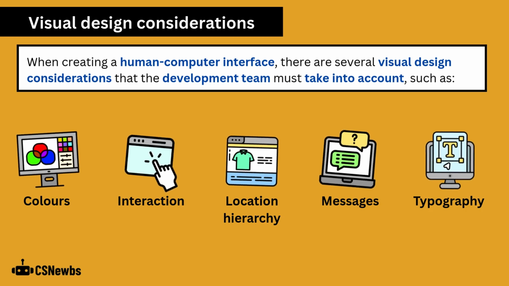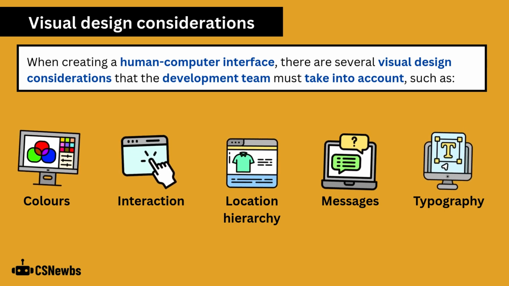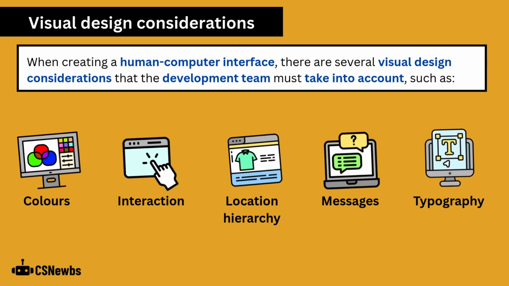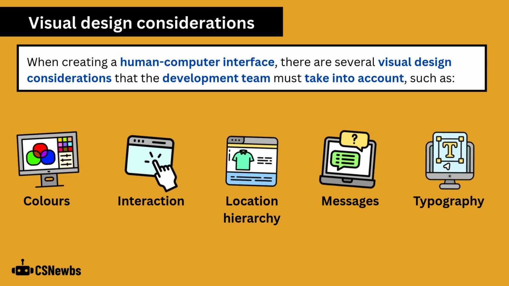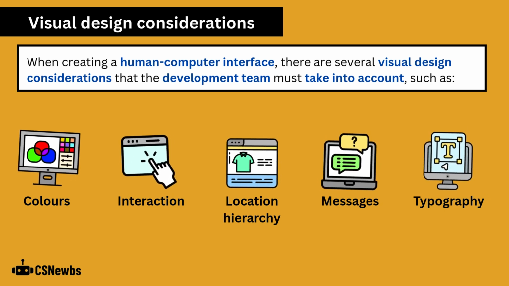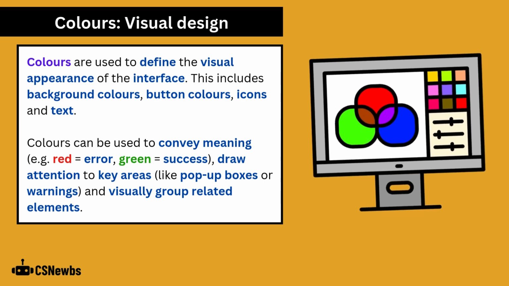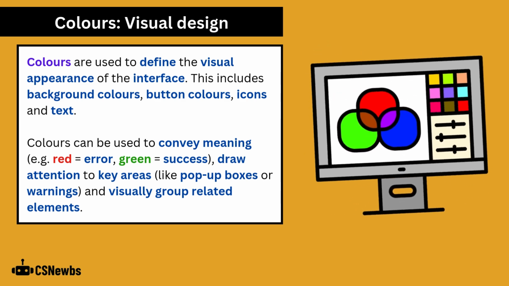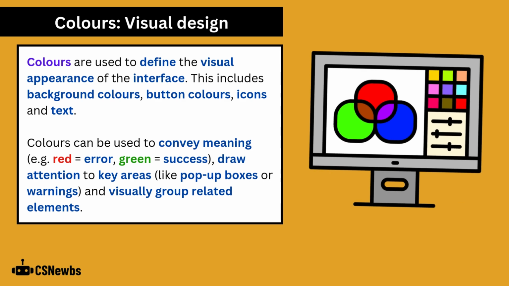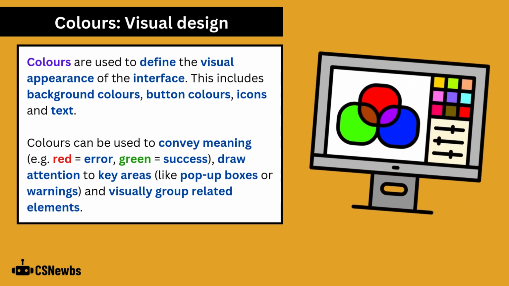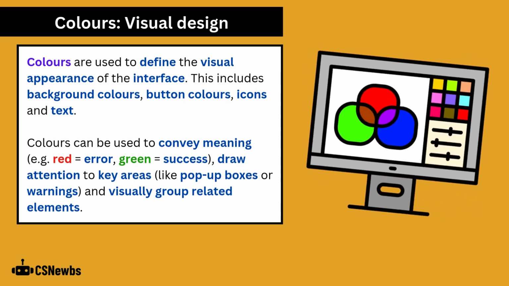When creating a human-computer interface, there are several design considerations the development team must take into account, such as colors, interaction, location hierarchy, messages, and typography. Colors are used to define the visual appearance of the interface. This includes background colors, button colors, icons, and text. Colors can be used to convey meaning, such as red for an error or green for a success.